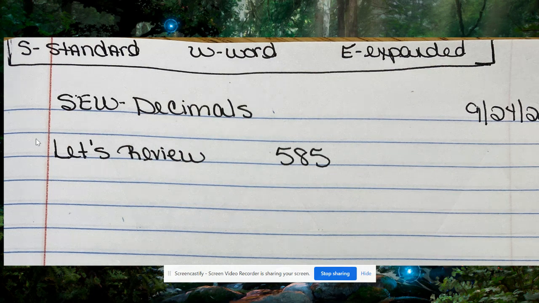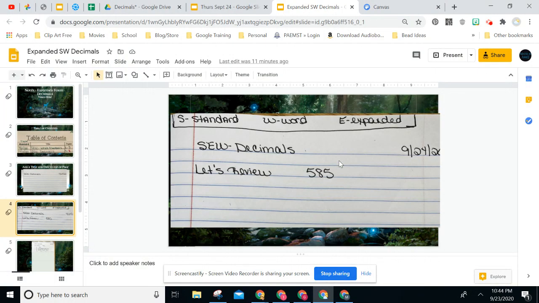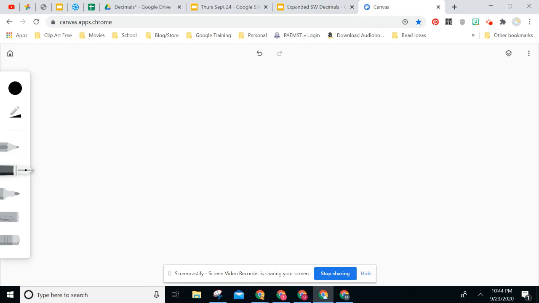And then I also want you to write the words, let's review 585. Okay, so go ahead and pause while you get that down in your notebook. All right, so let's review 585. So before we even talk about whole numbers, let's just go right over here and remember how to do whole numbers. All right, so I'm going to write the number 585.